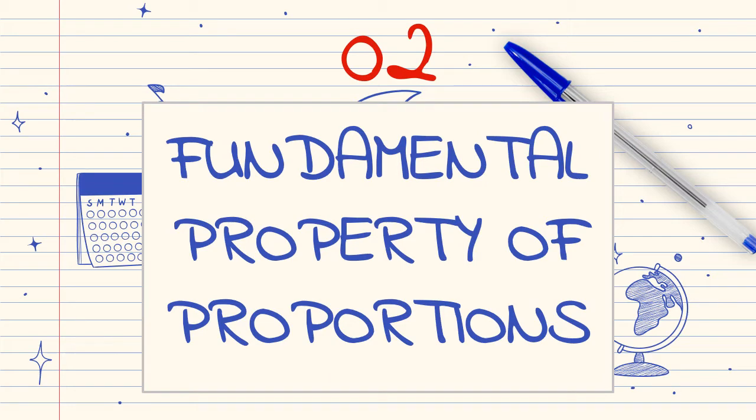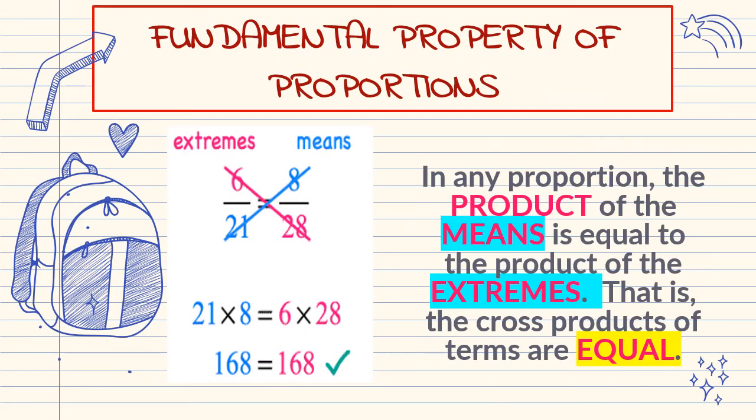Okay, fundamental property of proportion. In any proportion, the product of the means, for example this one, 21 times 8, is equal to the product of the extremes, 6 times 28. This is it: the product of the means and the product of the extremes. That is, the cross products of terms are equal. If they are equal, they are a proportion. 21 times 8 is 168. 6 times 28 is 168 also. So they are equal, meaning they are a proportion.